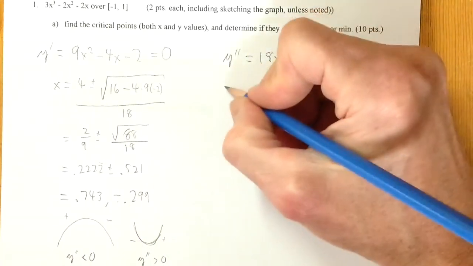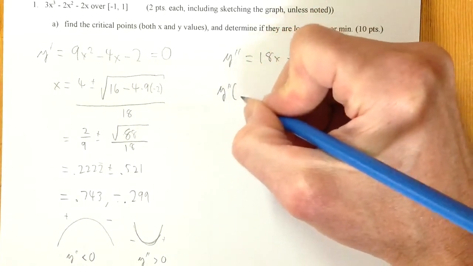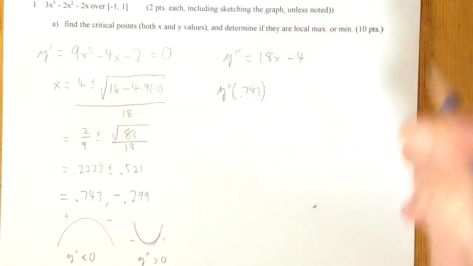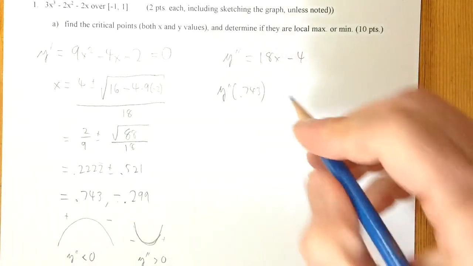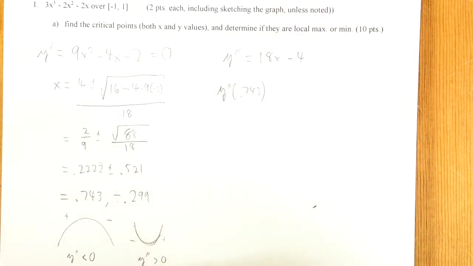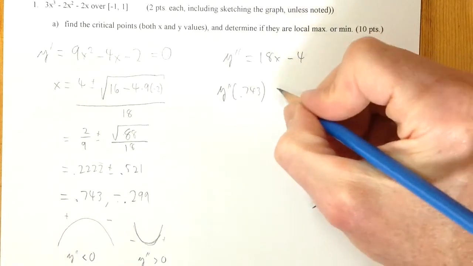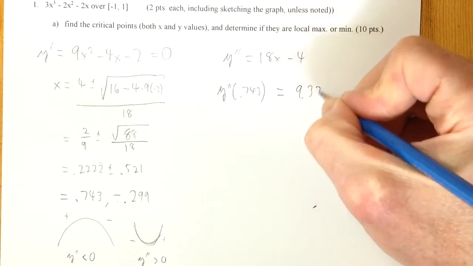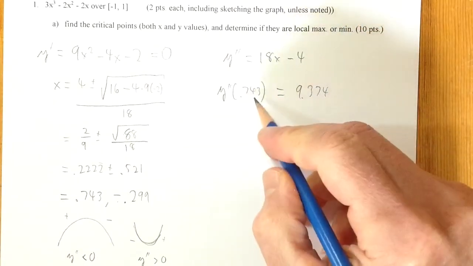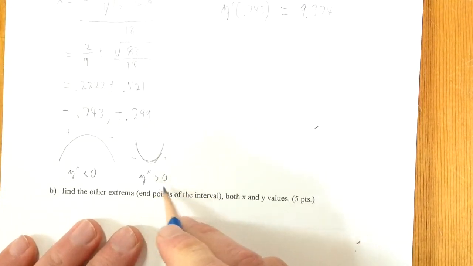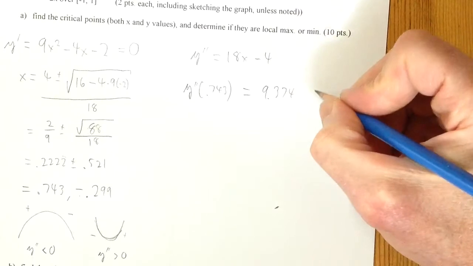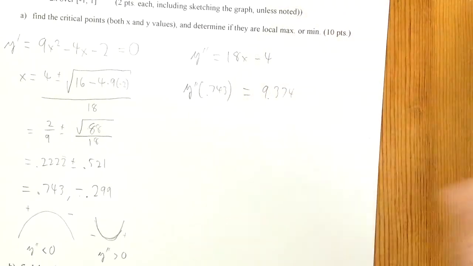But this is easier. The second derivative at 0.743 looks like it's going to be positive. 18 times 0.743 is 13.374, minus 4. I get 9.374. So the second derivative is greater than 0, which means it's a minimum. So 0.743 is a minimum.